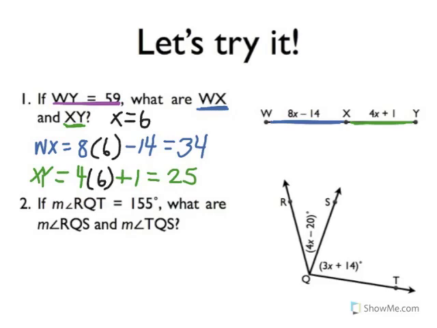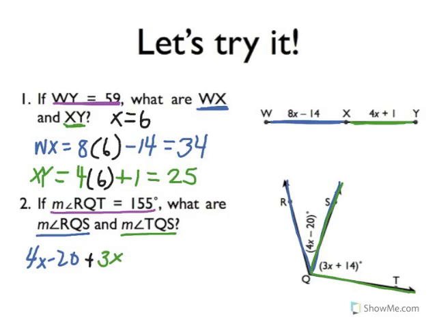Now let's work with the angle addition postulate. We are told that the measure of angle RQT, the whole angle, is 155, and we're asked to find the individual angles, the measure of angle RQS and the measure of angle TQS. So the measure of RQS, 4x minus 20, plus the measure of angle TQS, which is 3x plus 14, is going to equal the 155 degrees. So now we can quickly do our algebra.